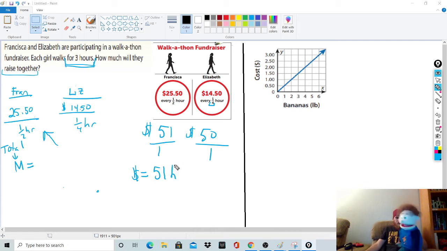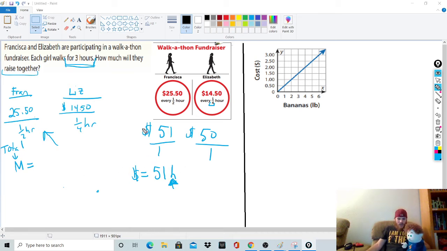Wait, where'd you get each? Great question. Remember how we talked about H is the thing that's changing in this problem? This is where writing equations is super useful, because H is my total unknown. I don't know how many hours she's going to run. She could run 4, she could run 8, she could run 6, she could run 900. We don't know.